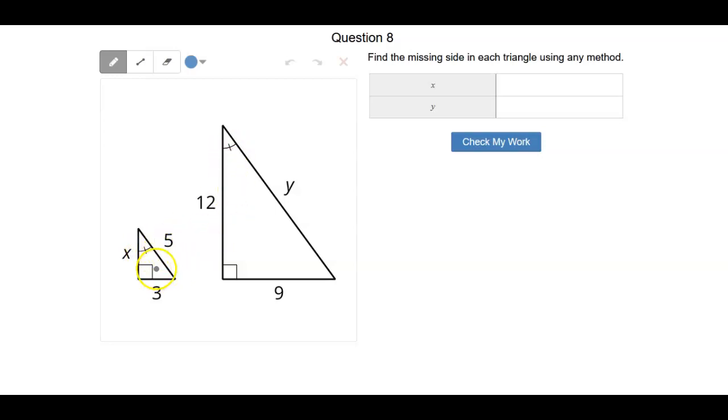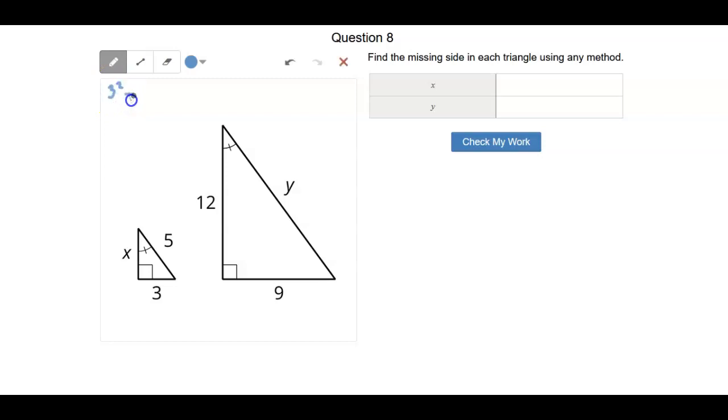Actually, you can't use trig functions in this one because we don't know what this angle is. We know that these two angles are congruent to each other, but we don't know what those angles are. So our options are either to use similar triangles, setting up a ratio, setting up proportion, or Pythagorean theorem. So I'm going to use Pythagorean theorem.